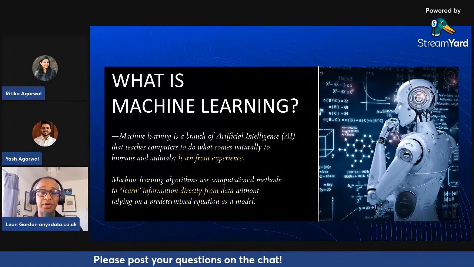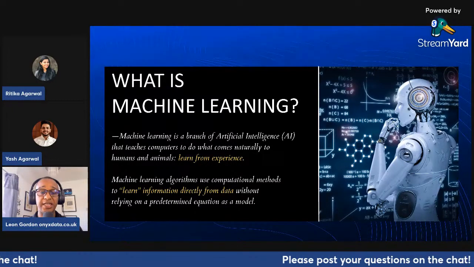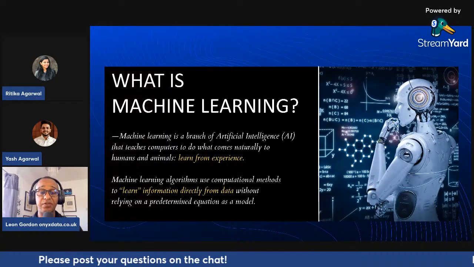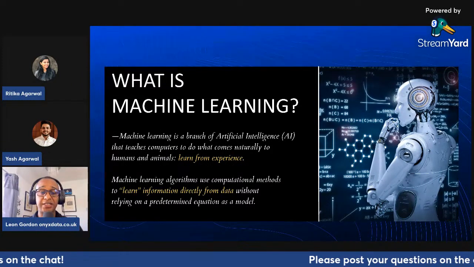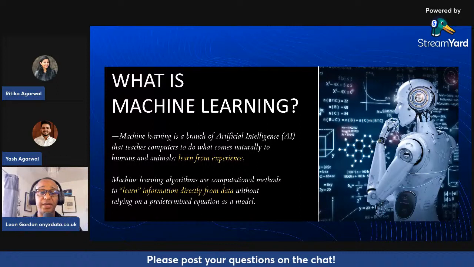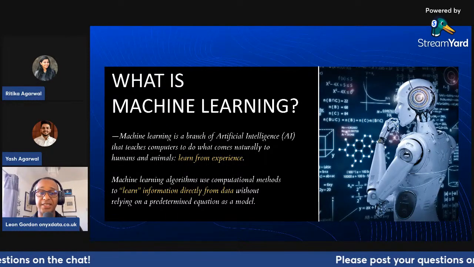Machine learning is a branch of artificial intelligence, often referred to as AI, that teaches computers to do what comes naturally to humans and animals, which is to learn from experience. Machine learning algorithms use computational methods to learn information directly from data without relying on a predetermined equation as a model. So the key takeaways from this slide is that we're looking to make the computer learn from experience, and to do this by learning information directly from the data.